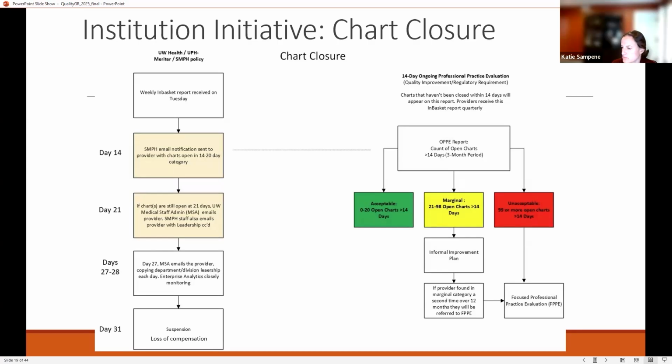If you don't, then that can become a more formal, focused professional practice evaluation, or FPPE. And if you're in the unacceptable category, then it just moves to that FPPE. This is over a 3-month period. We're telling you about this in this presentation because it's actually happening right now and it matters. So close your charts.